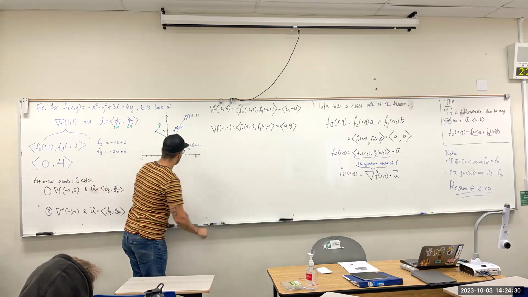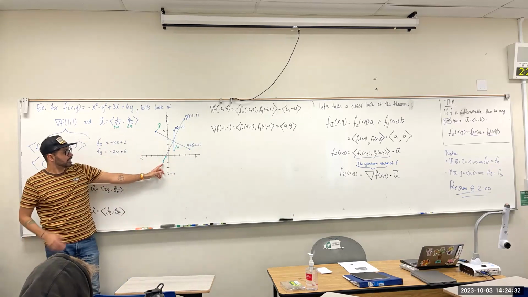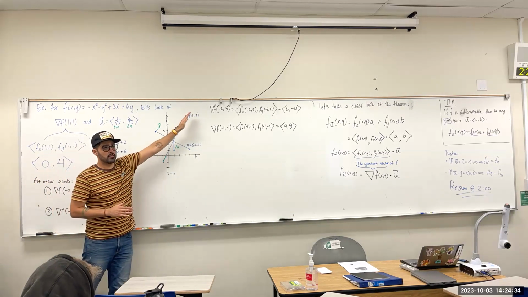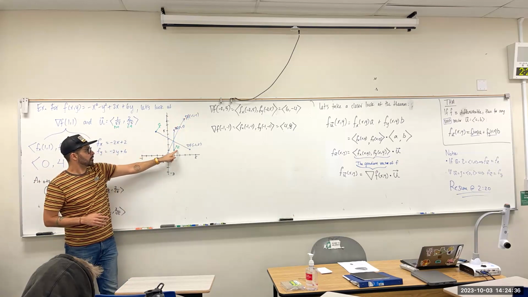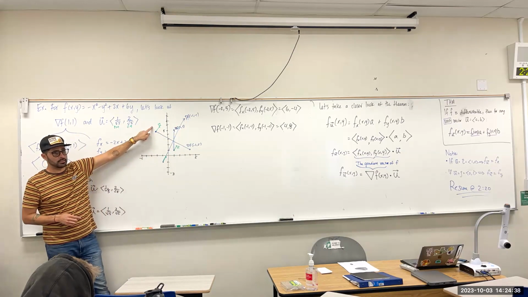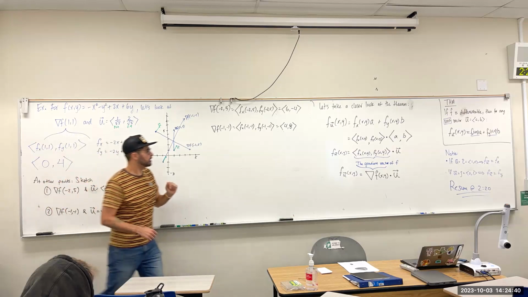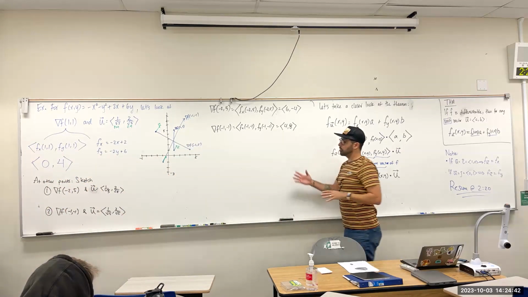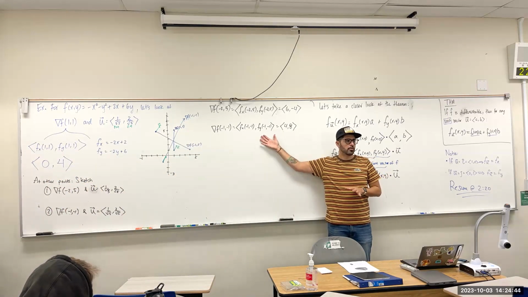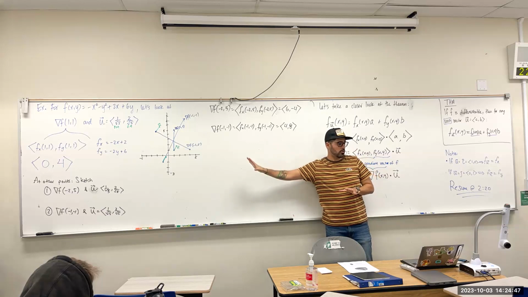Okay? So notice that u is kind of pointing in the same direction as this gradient. Where here it was definitely not, and here it was hella not. Okay? So I just wanted you guys to practice knowing how to find a gradient vector, but I want to show you guys something.